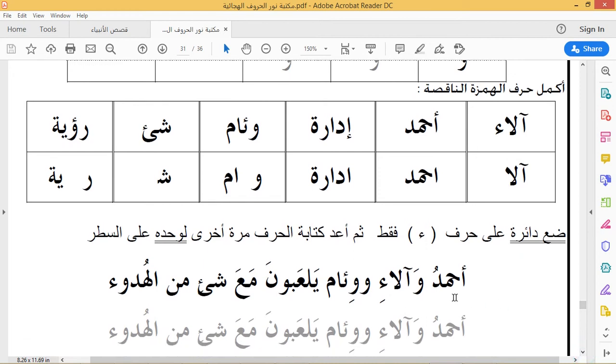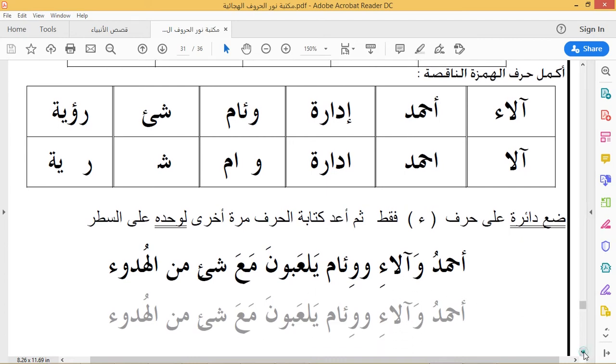So down here you have Ahmad wa ala wa wi'am yal'abuna ma shay min al hadu. You know what to do here. You circle out the Hamza, and you have to also bold out the various Hamza that we have down here.